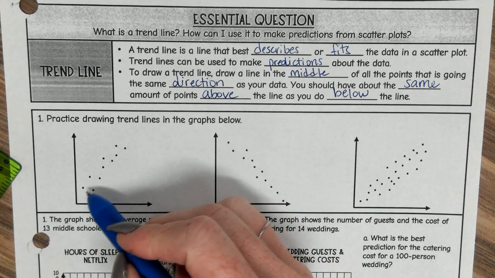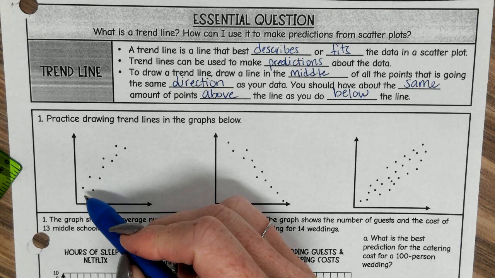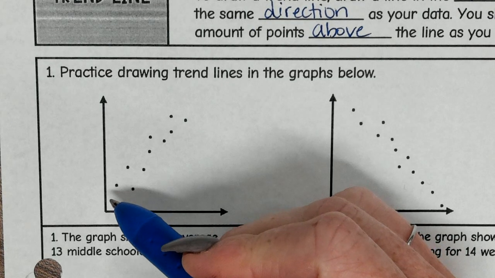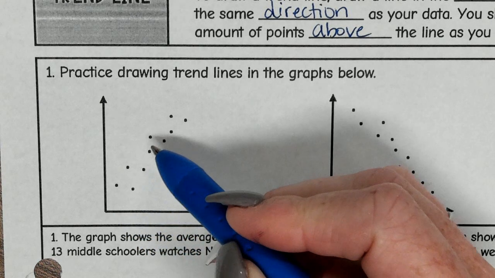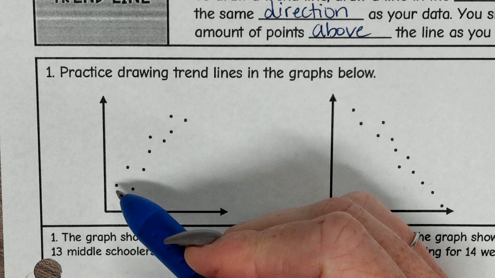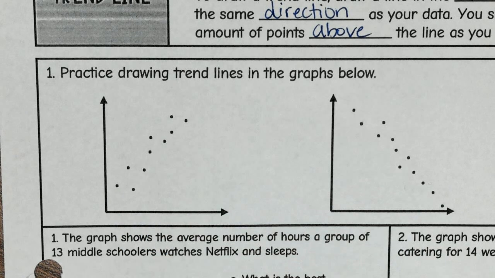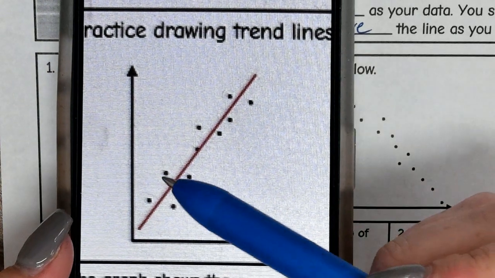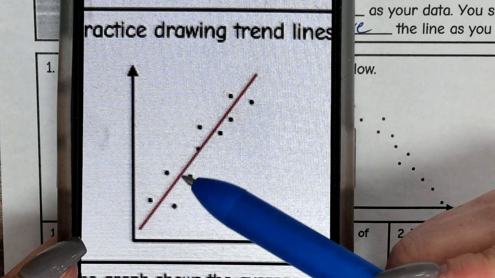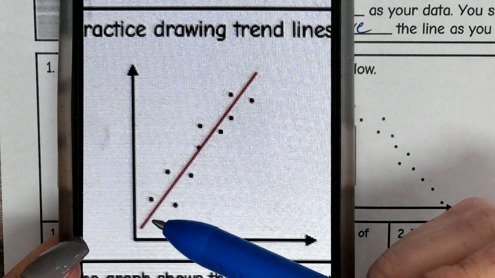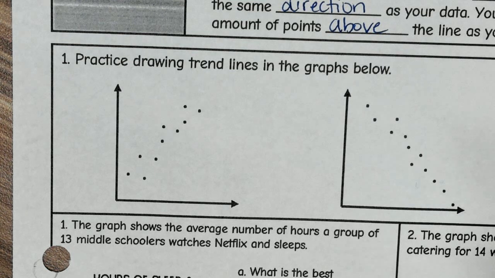So if I'm looking at this pattern, everybody look at the board. I'm going to zoom in. My trend line should go right through the middle of these dots. It doesn't mean it starts at 0, 0. It goes through the middle of the dots. Now, here's the answer key. That's why I keep looking at my phone because my answer key's on here. Do you see how their trend line goes perfectly through those dots? Yes? So you're going to practice drawing a trend line.